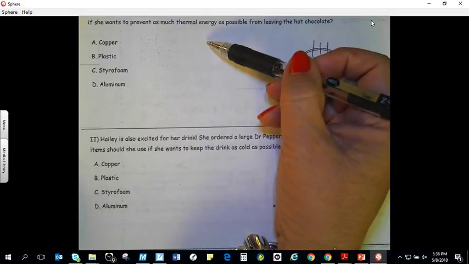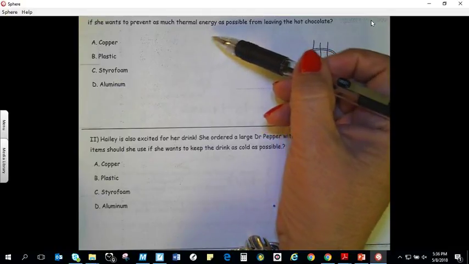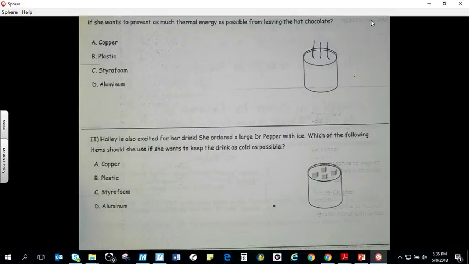We're looking at Fatima, and Fatima can't wait to enjoy her steaming cup of hot chocolate. Which of the following cups should be used if she wants to prevent as much thermal energy as possible from leaving the hot chocolate? She wants to keep the heat in. Will she use copper, plastic, styrofoam, or aluminum?